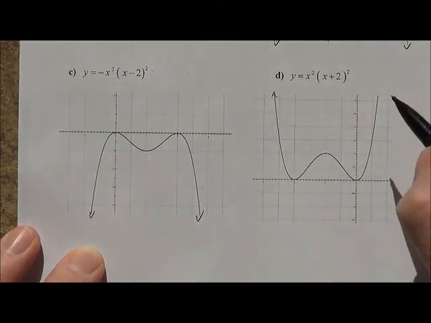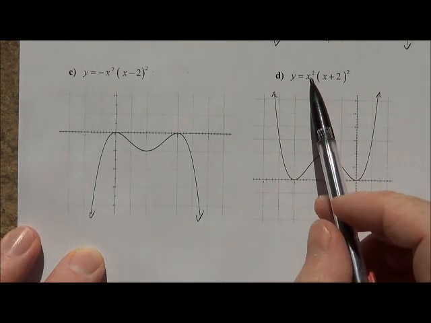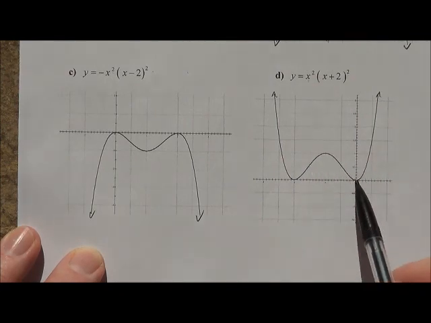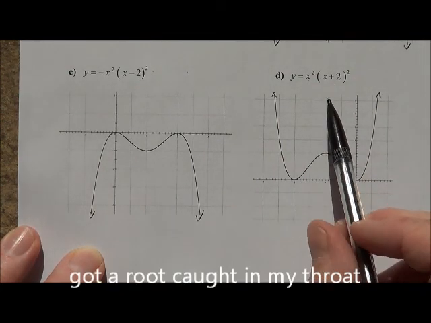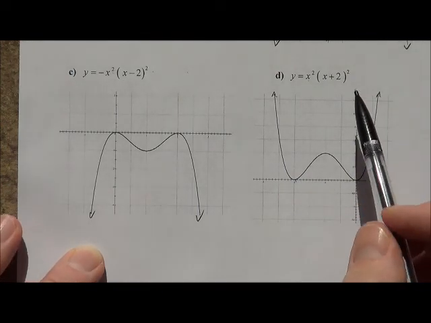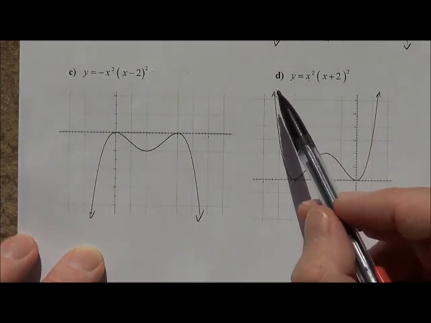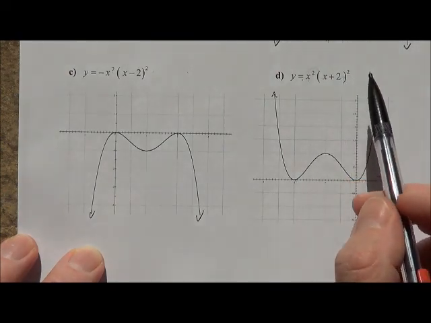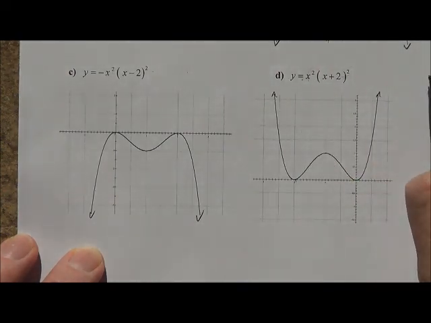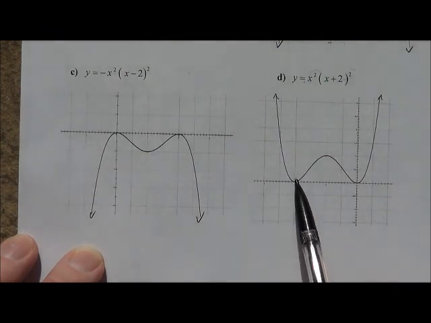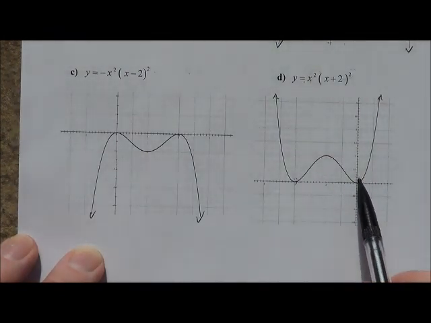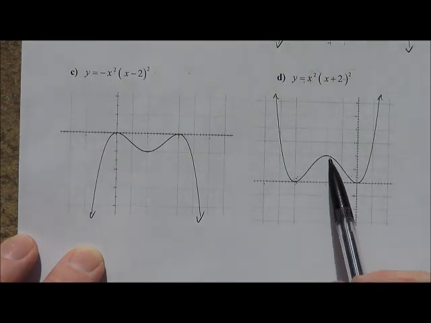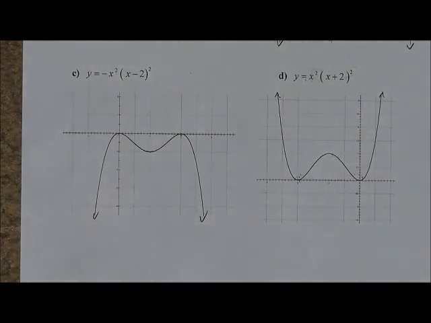And the last example here for quartics, a quadratic root at x equals 0, a quadratic root at x equals negative 2. It's opening up because the lead coefficient is positive. 2 degree 2's, when you multiply them together, you're going to get degree 4. 2 double roots, which means there's 4 roots for the degree 4, even though there's only 2 distinct zeros, and there's 1, 2, 3 turning points.